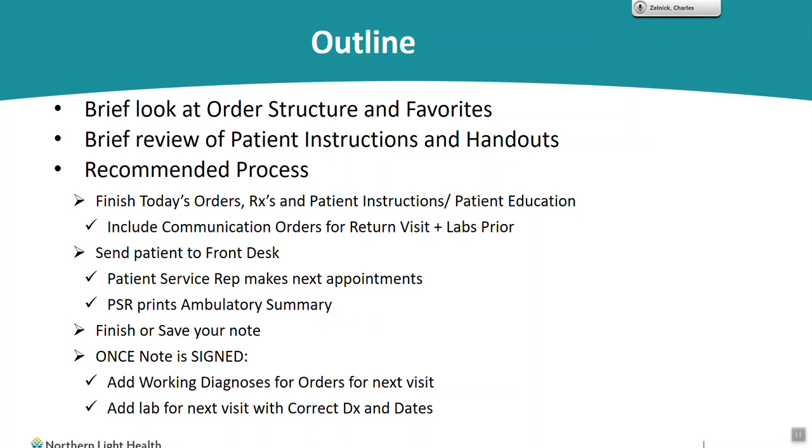When we finish this, we send the patient to the front desk where the patient service representative will make the next appointment. And this is important because we want them to make that appointment in the system before they print the ambulatory summary. This ensures that the patient will have the date and time of the next appointment on the summary when they leave the office and helps prevent no-shows.